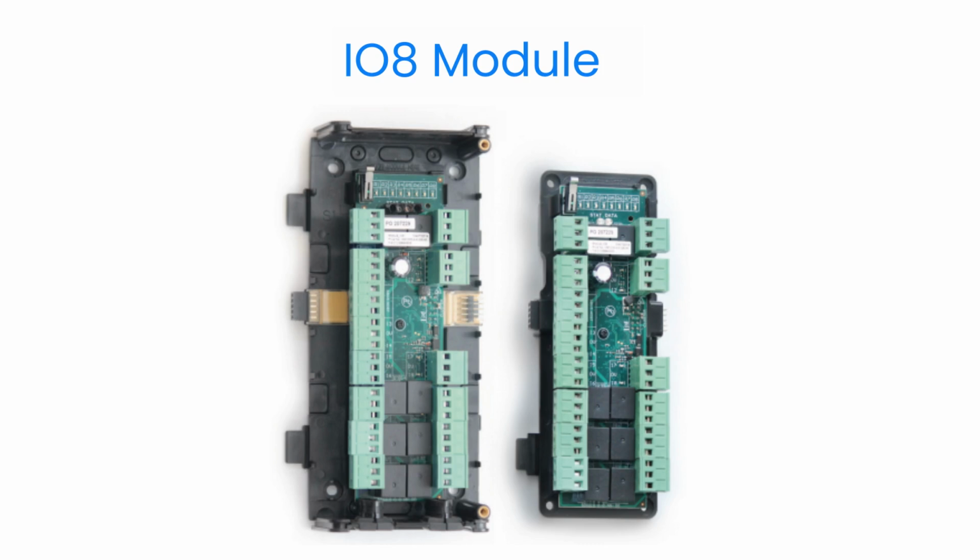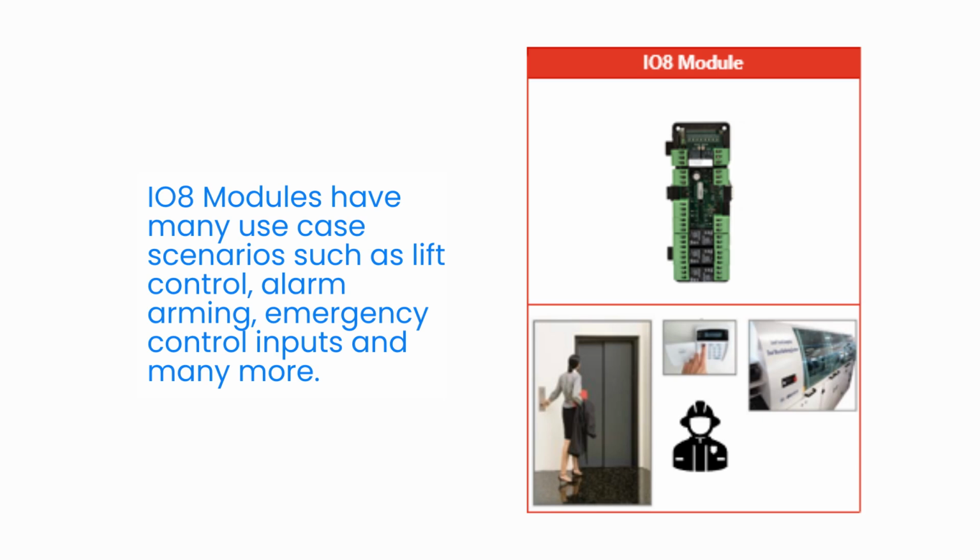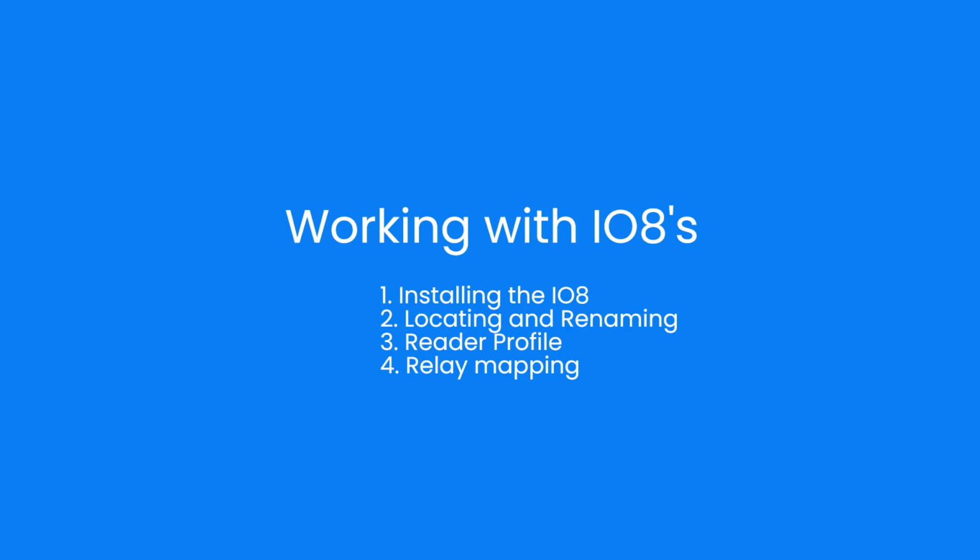The IO8 is a cluster expansion module that works in conjunction with an Impro cluster controller module, offering 8 digital inputs and 8 output relays. IO8 modules have many use case scenarios such as lift control, alarm arming, emergency control inputs, and many more. In this example, we will look at how to install, rename, make changes, and relay mapping for the IO8.